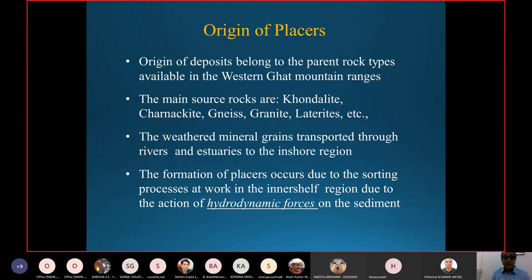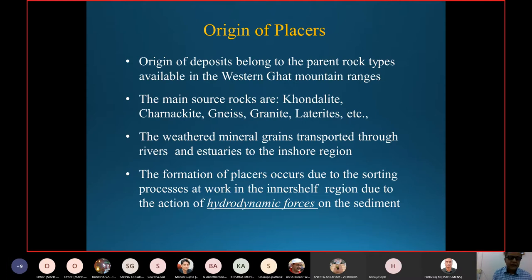I think you all know granite; Karnataka is known for granite. It is an igneous body which comes directly from the mantle. Laterite is another sedimentary rock which also contributes. The weathered mineral grains are transported to the rivers, estuaries and inshore region. The formation of placer occurs due to the sorting process.